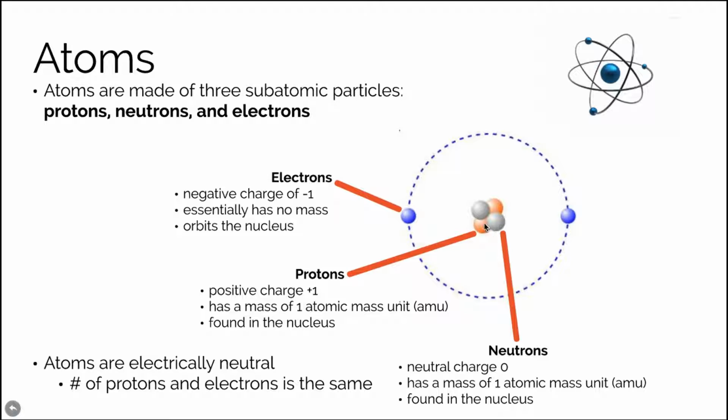So in this one, if we just count 1 and 2 protons, each one is worth +1. So overall, we have +2 for our protons. The electrons, we have -1, -2. Again, +2 and -2, they completely cancel each other out, and so this would be a neutrally charged atom.